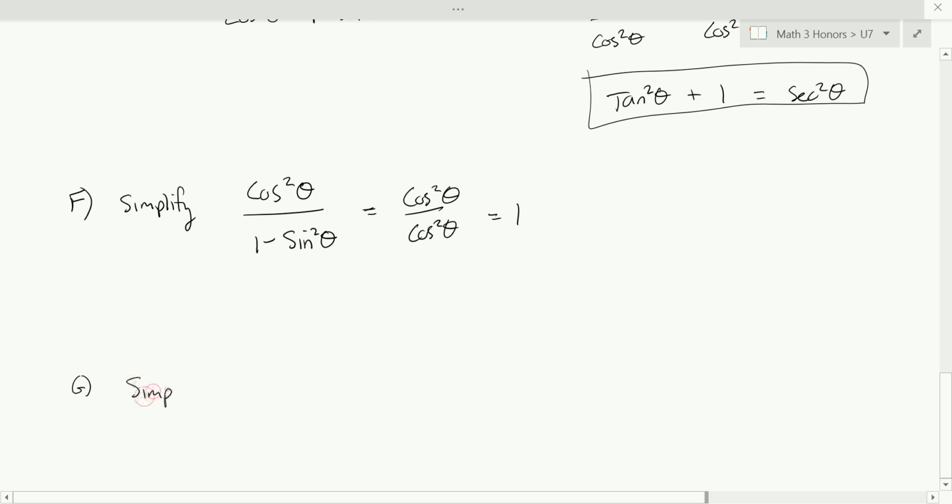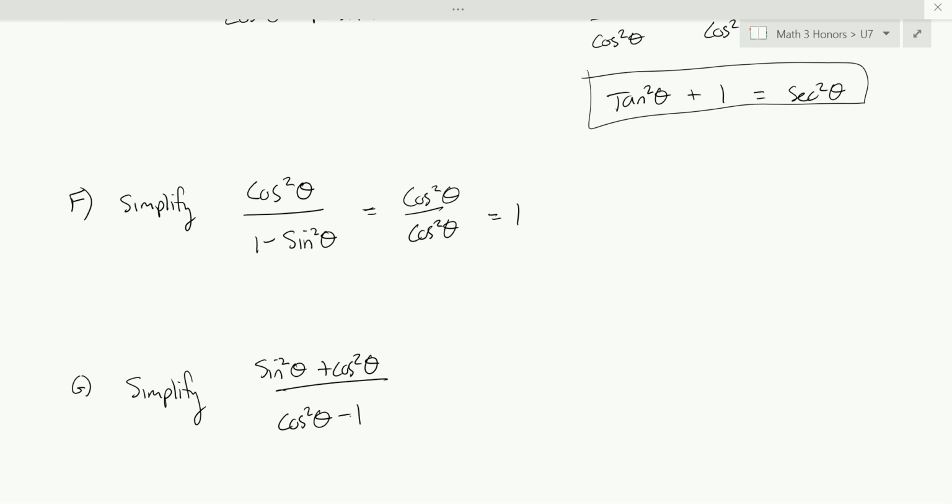All right, simplify sine squared theta plus cosine squared theta over cosine squared theta minus 1. Try that. We're focusing on the Pythagorean identities, so you're going to want to keep those in mind as you're working through these.